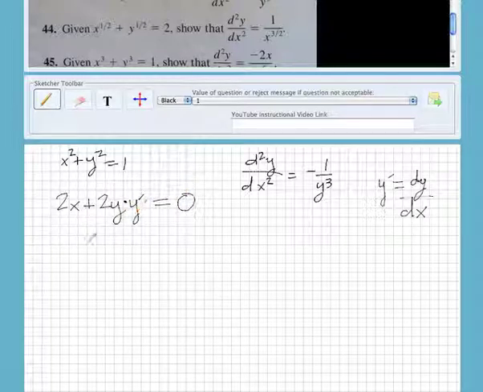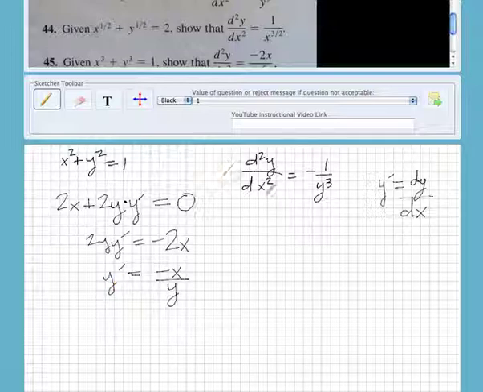Okay, so now we have to solve for y prime. So then we'll get 2y prime equals negative 2x. Okay, we solve for y prime. We get negative x over y. Okay, so now we have to go further and take the derivative again in order to find the second derivative.